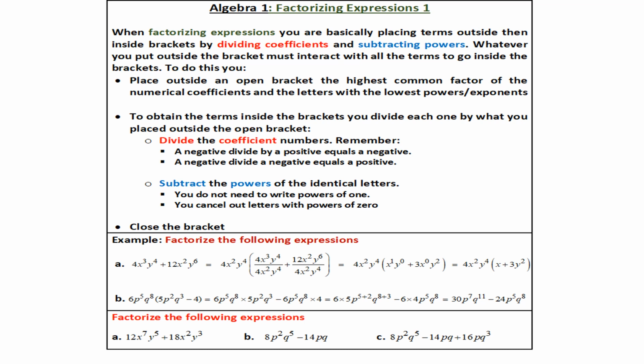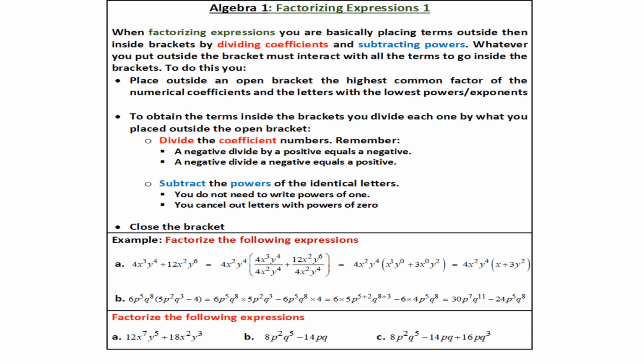You close the bracket and you have 4 divided by 4 is 1. You don't have to write 1. 3 subtract 2 is 1. 4 subtract 4 is 0. Plus 12 divided by 4 is 3. 2 subtract 2 is 0. So you have x to the 0. 6 subtract 4 is 2. You have y to the 2, and this simplifies to 4x squared y to the 4, open bracket, x, because you don't have to write the 1, and any letter raised to the 0 cancels out. So you have x plus 3y squared.